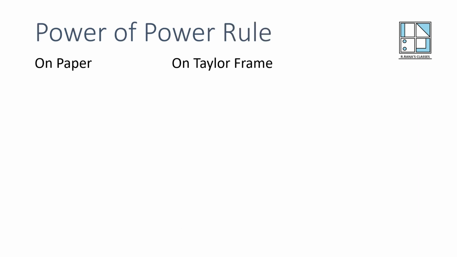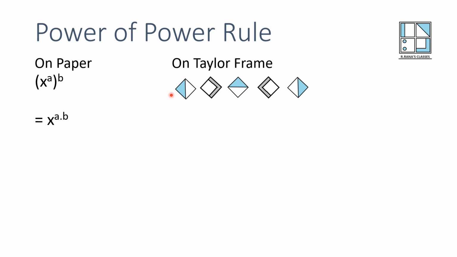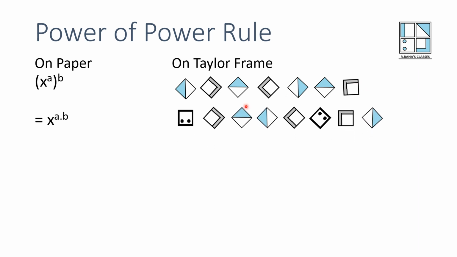Power of power rule. That means x raised to power a whole raised to power b is equal to x raised to power a into b. This is power of power. On Taylor frame, bracket open, x raised to power a bracket close, whole raised to power b, is equal to x raised to power, brackets open, a into b, brackets close.